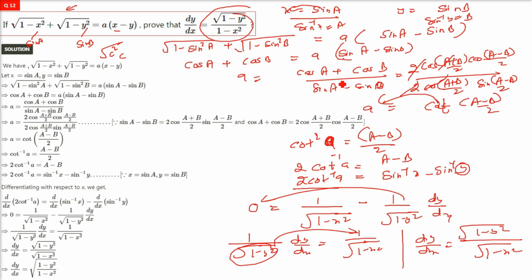So let me tell you again. If you directly solve it, that's up to you. And you can also solve using what I have just told you. Alright. You can also do it with the substitution method.